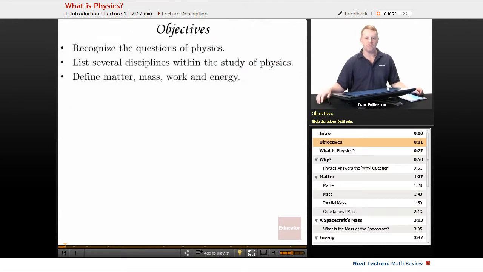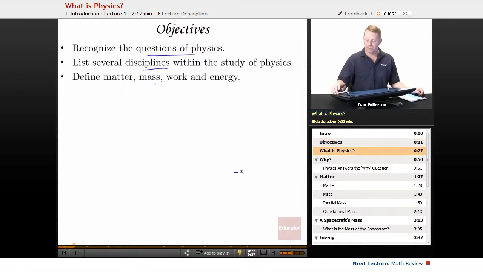We're going to start off by talking about what is physics and what we're going to study. So our objectives here in this introduction are going to be to recognize some of the questions of physics, to list several disciplines within the study of physics, and to define matter, mass, work, and energy.